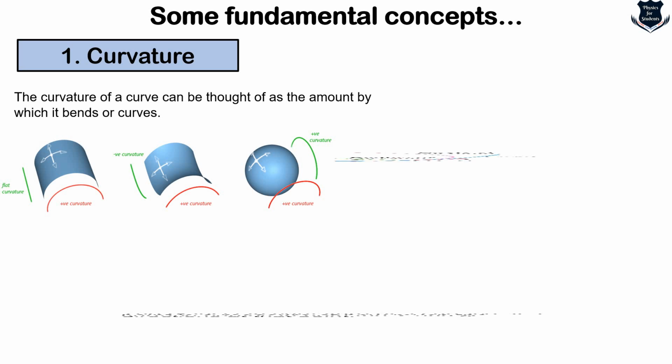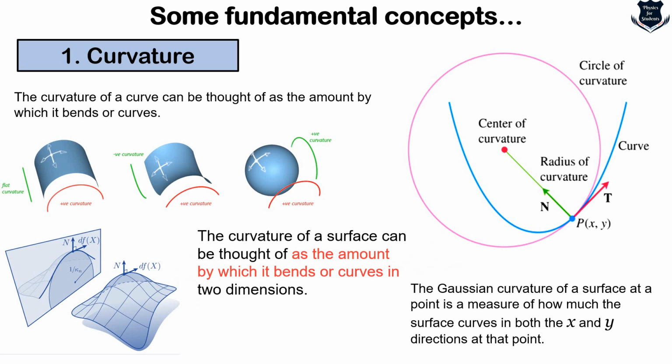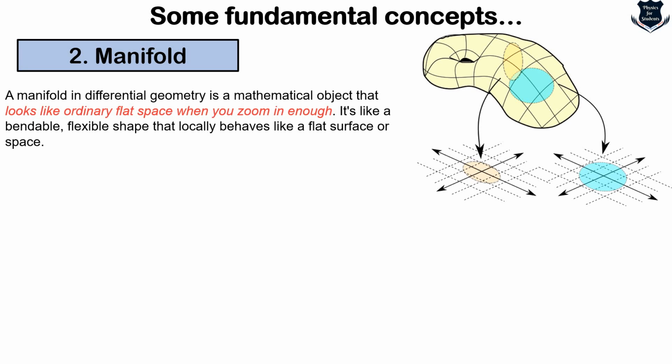Obviously, the first one which comes is curvature. So I've just given you a basic idea of what a curvature is. The Gaussian curvature of a surface is a measure of how much the surface bends in both the x and y directions at that point. The curvature of a surface, you can think of it as the amount by which it bends or curves in 2 dimensions. Further, it can be taken. So the fundamental concept is that you need to have a good understanding of what a curvature is.